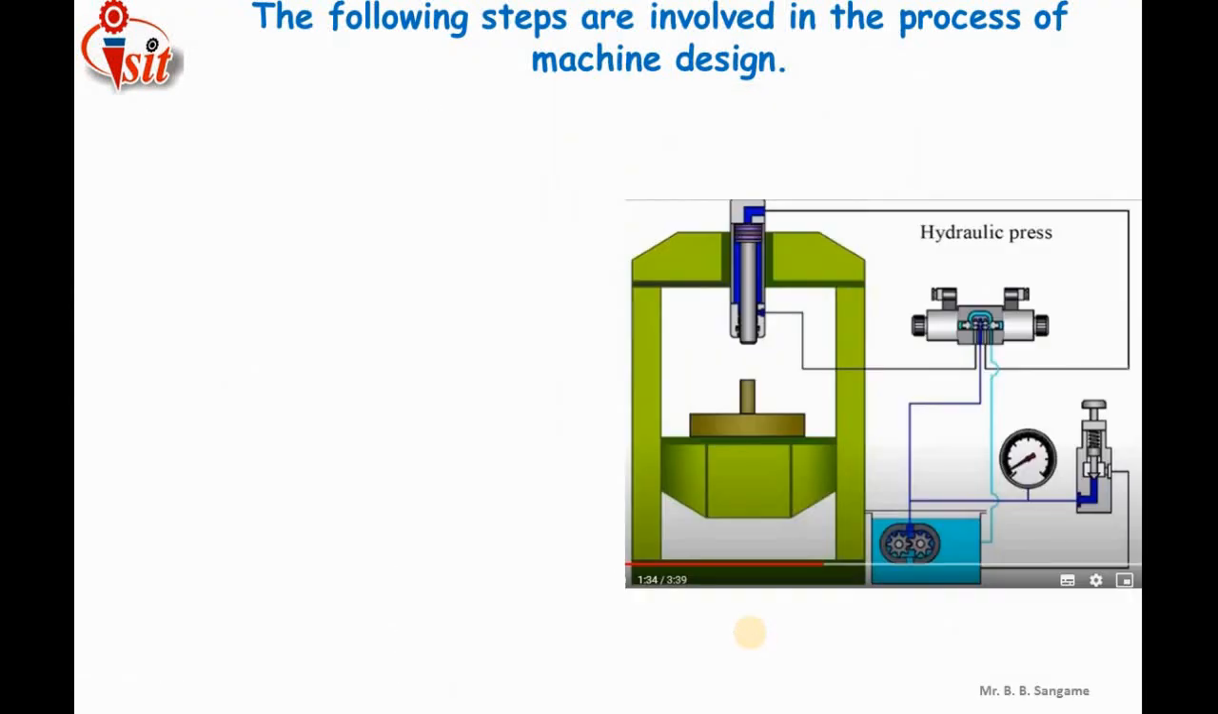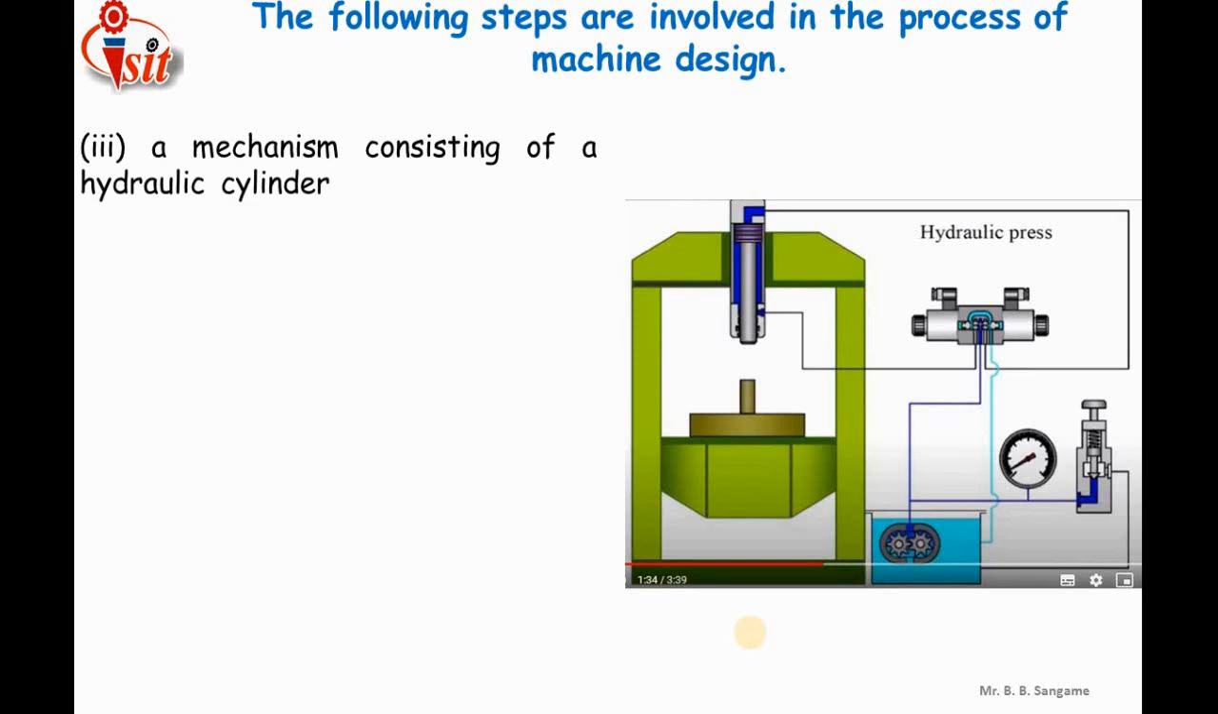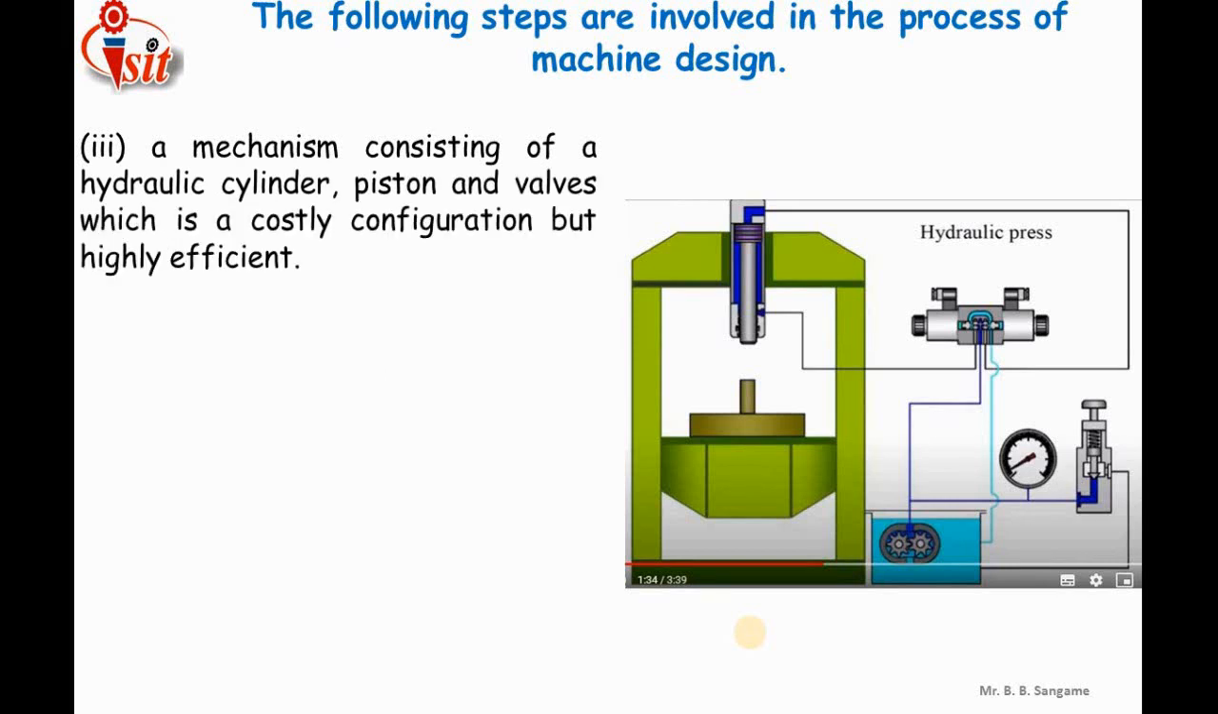The third alternative mechanism is that a design engineer can go for a hydraulic setup, where he can use various control valves and hydraulic cylinders. He can achieve high efficiency and productivity, but again it is a costly and highly efficient mechanism.